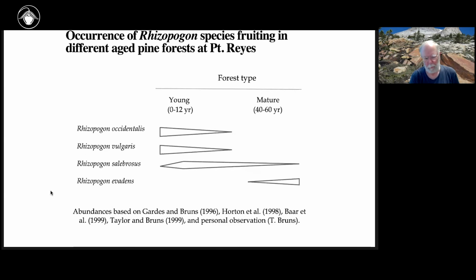And Point Reyes, it kind of looks like this, where we've got a couple of these species that are found only in the young forest, and then we've got a couple that either start there and peter out or show up later. So there are Rhizopogons at all levels, but some different species involved.